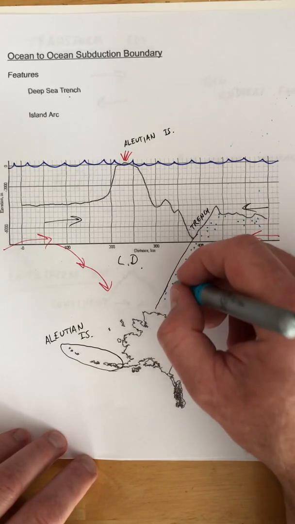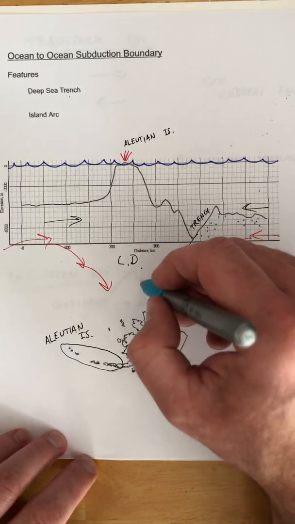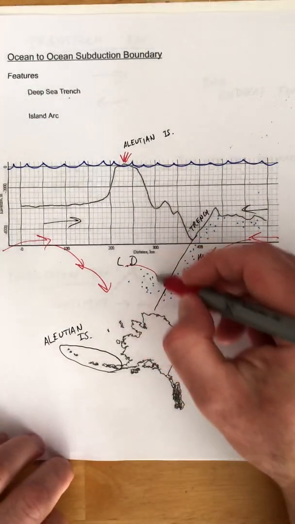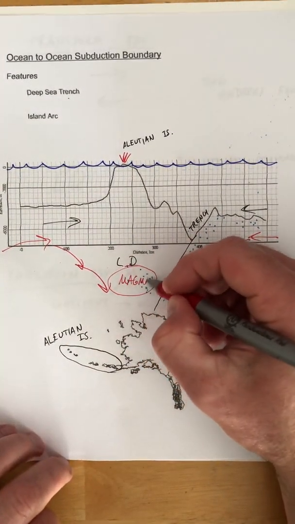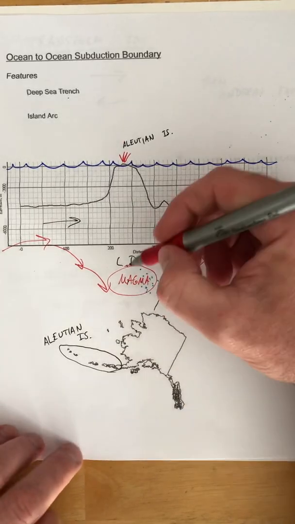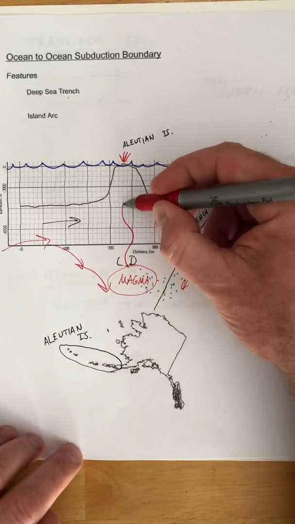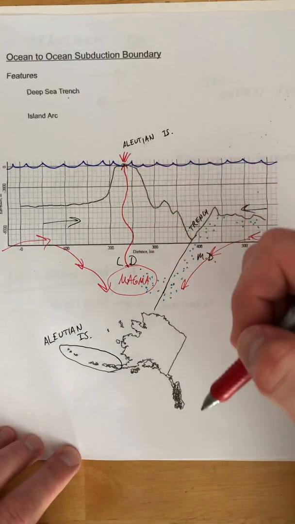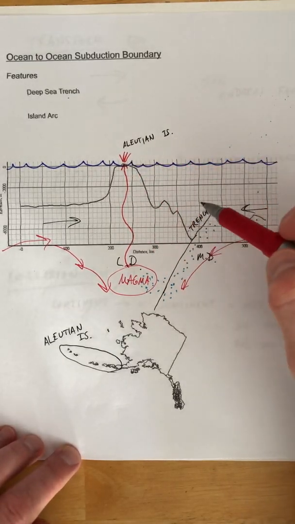As that water gets down here into the less dense crust, what does it start to form? A pool of magma. Now magma is less dense, so what's the magma going to do? It's going to rise and it's going to form a volcano, and if that volcano gets big enough, it sticks up out of the ocean, and we would call it a volcanic island.